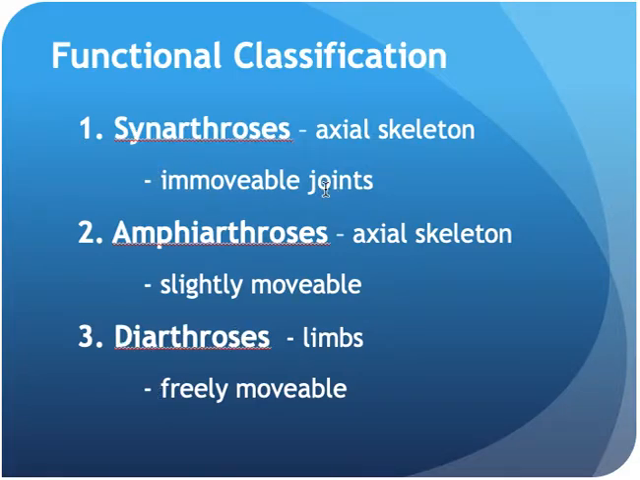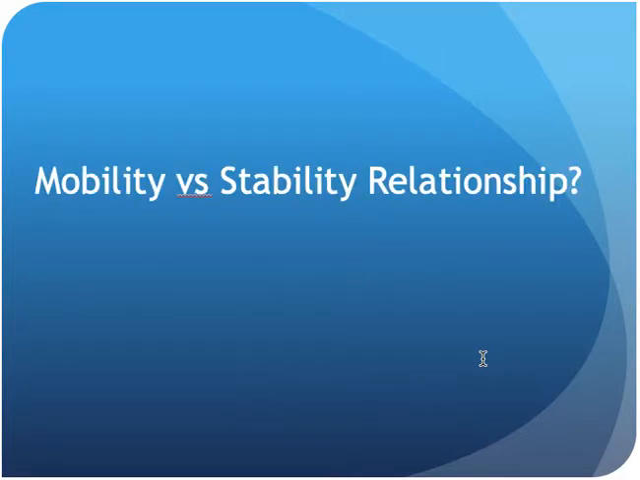Synarthrosis is immovable joints. Amphiarthrosis is slightly movable, and these are found mostly in the axial skeleton. Then we have our diarthroses, found in our limbs, which are freely movable. When you talk about the axial skeleton, you're talking about the brain and the spinal cord, so we don't want a ton of motion. We want to keep those structures really safe. When we get to our limbs, freely movable, we want a lot of motion.